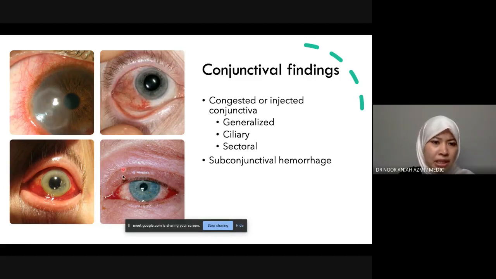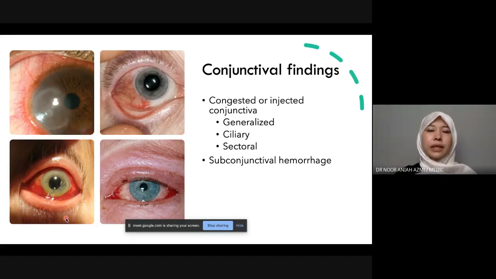Each one of these, by just looking at how the conjunctival injection is, it can guide us to which type of eye disease. For example, when it is sectoral injection, usually it is episcleritis. When it is ciliary injection, usually it is uveitis. When it's generalized injection, it can be an infection or other disease like a very severe inflammation of the eye as well. And then this one is a subconjunctival hemorrhage.